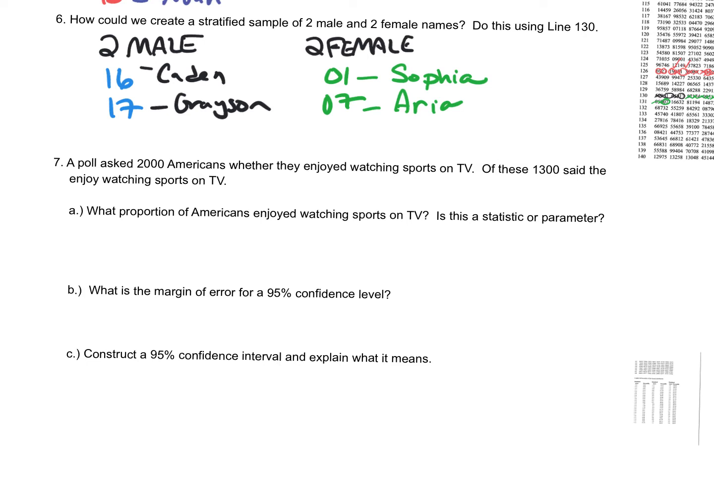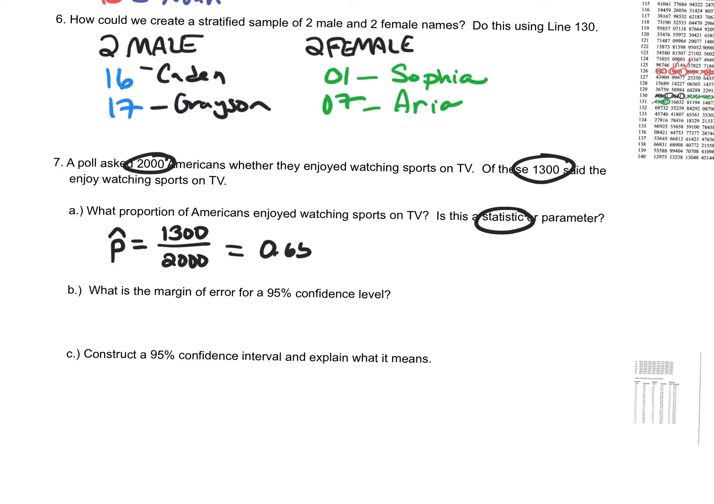So really all we know is we surveyed 2,000 Americans and 1,300 enjoyed it. Now, that is obviously not all Americans. So that is going to be our sample statistic p-hat, because this is not the whole population. This is just a part of it. So p-hat is going to be 1,300 out of 2,000. So that is 0.65. So 65% of our sample said they did enjoy watching sports on TV.